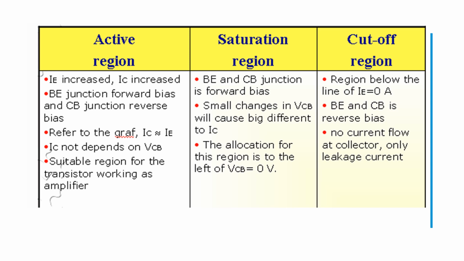Cutoff region: the region below IE, where both the junctions are reverse biased. There is no current flow, only leakage current. Reverse bias means only minority charge carriers movement will take place. That current we call the reverse current, leakage current, or reverse saturation current, in terms of microamperes.